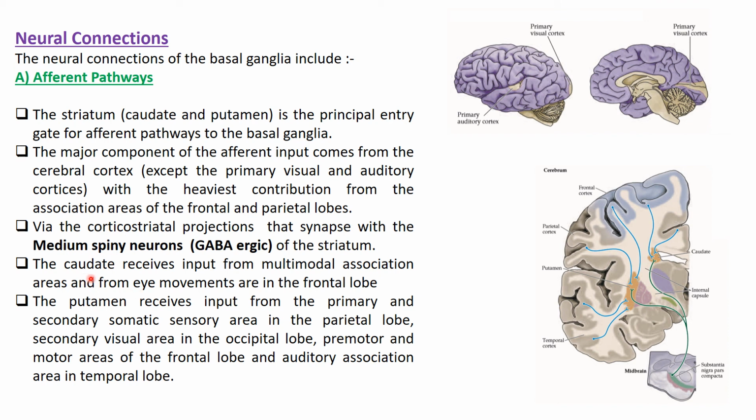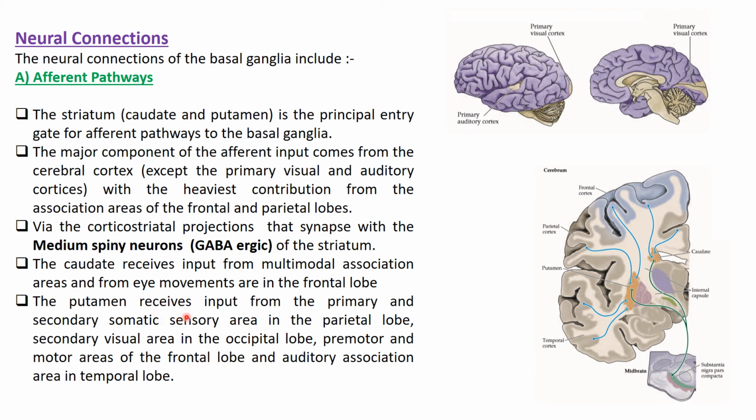The caudate receives input from multimodal association areas and from the eye movement area in the frontal lobe, while the putamen receives the input from the primary and secondary somatic sensory area in the parietal lobe, secondary visual area in the occipital lobe, premotor and motor areas of the frontal lobe, as well as the auditory association area in the temporal lobe. So most of the cerebral cortex is going to give connections to the caudate and putamen.